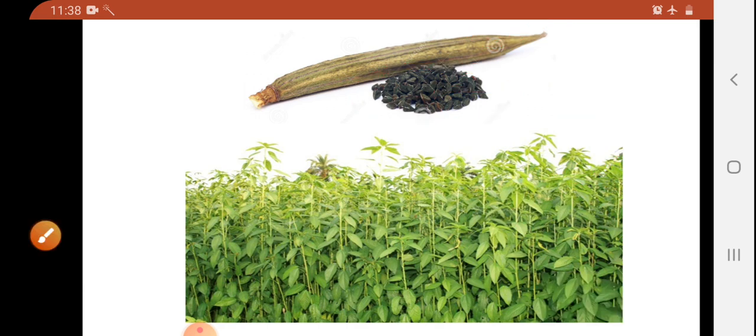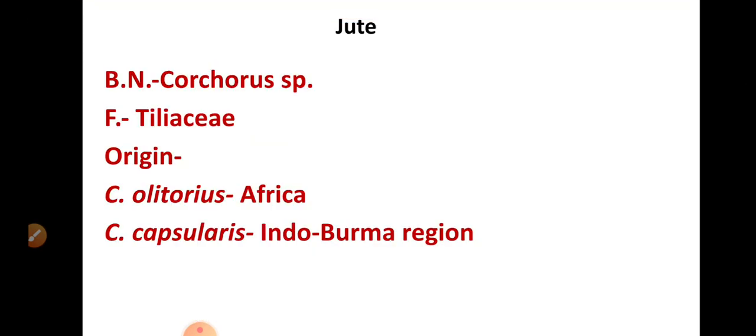If we categorize this crop in agronomic class, the agronomic class of this crop is fiber crop. As we know, fiber crop means one example, that is cotton, but here is the next example, that is jute, and here we have to learn cultivation of this jute crop in today's session.